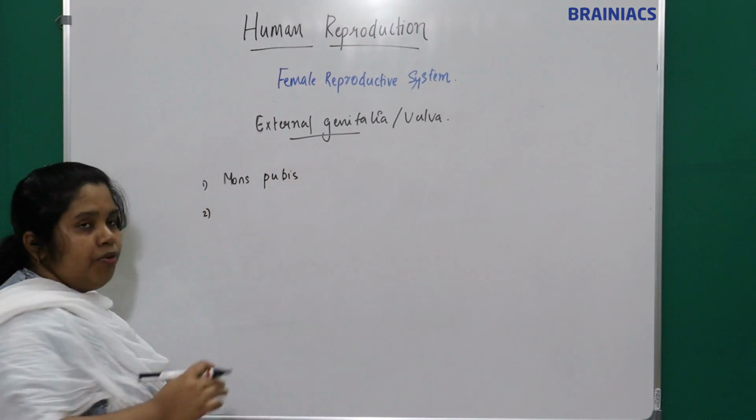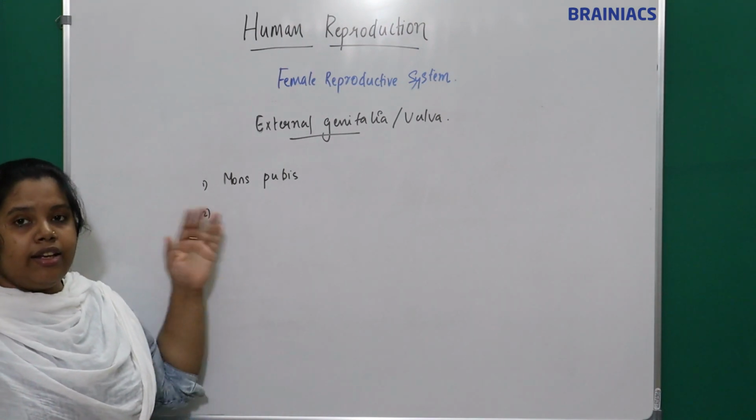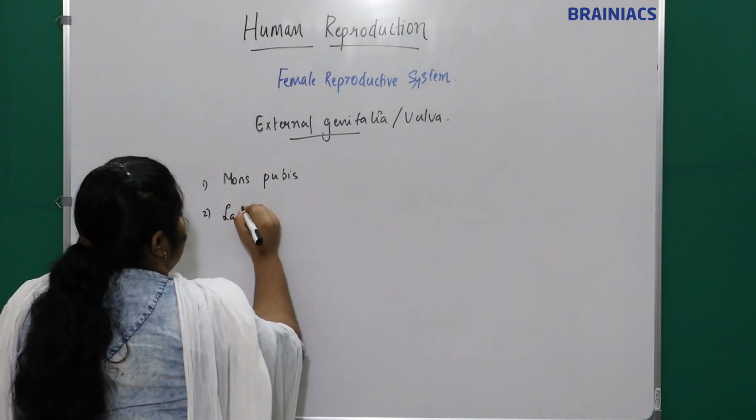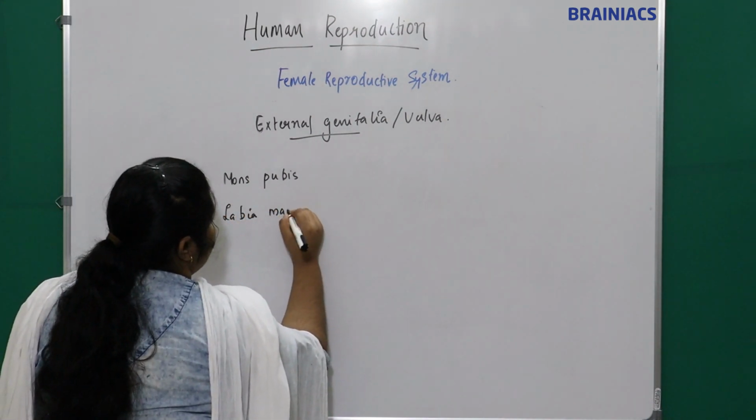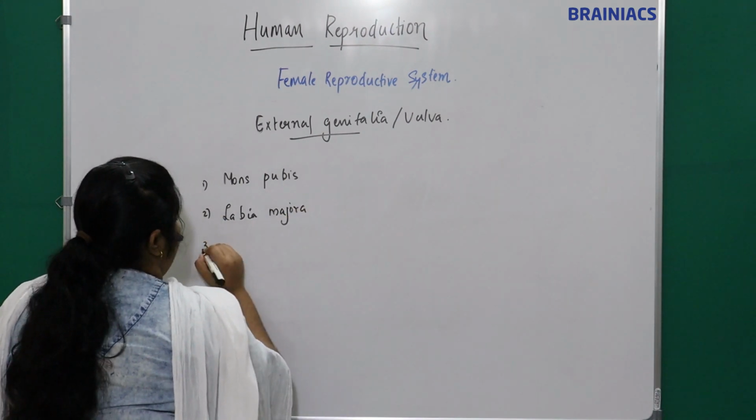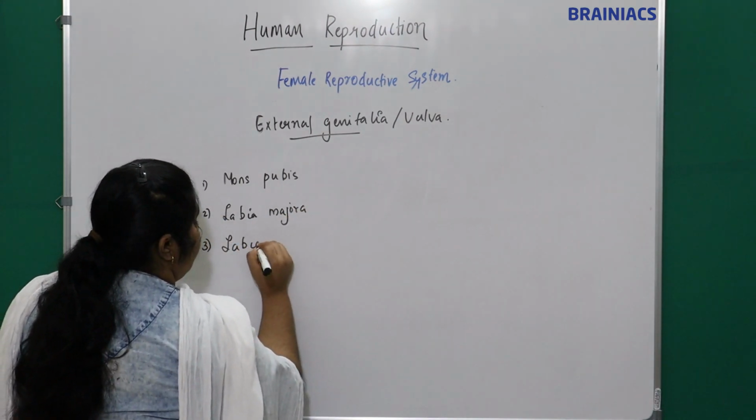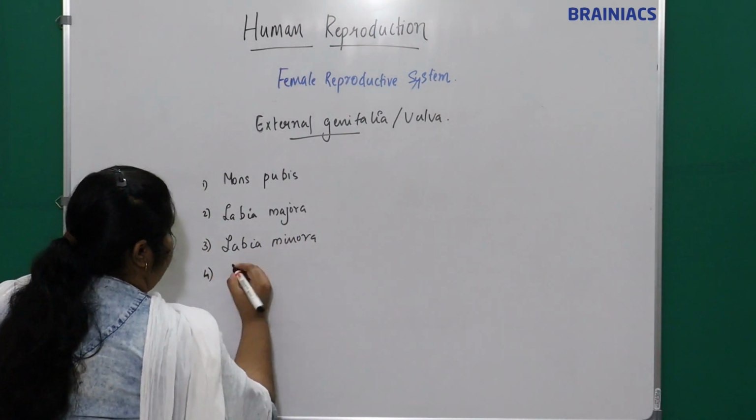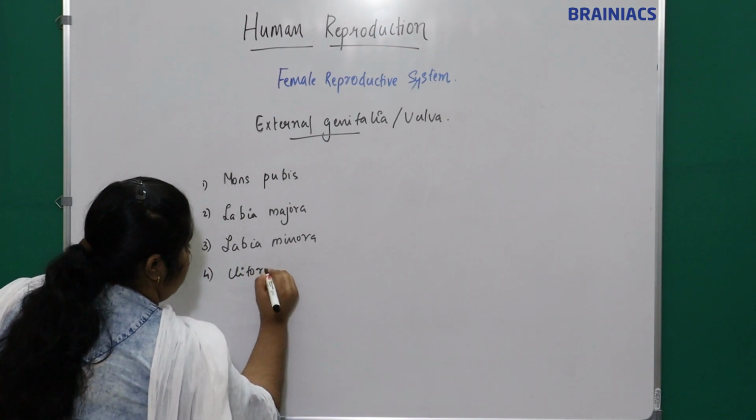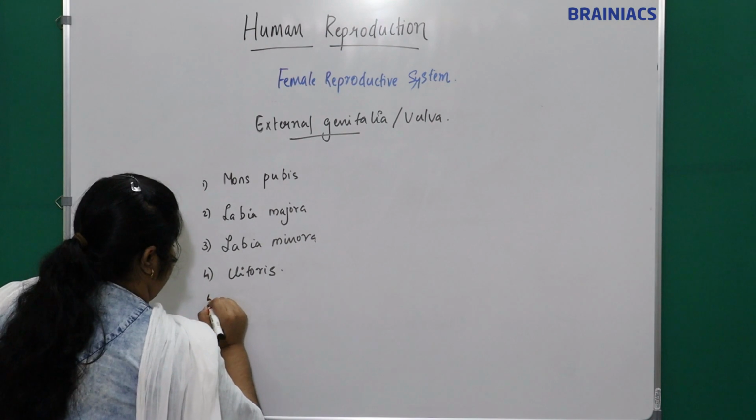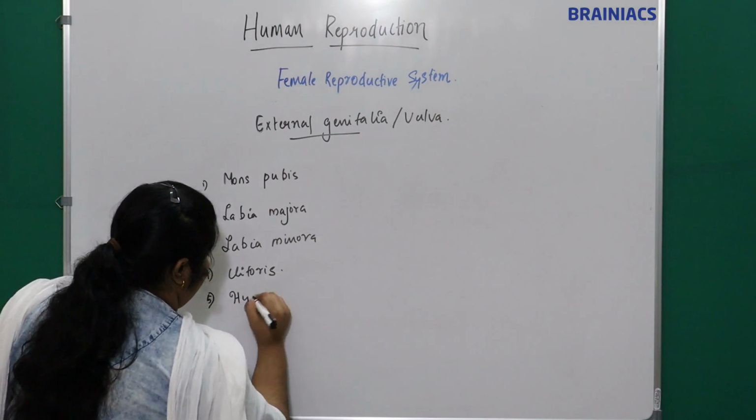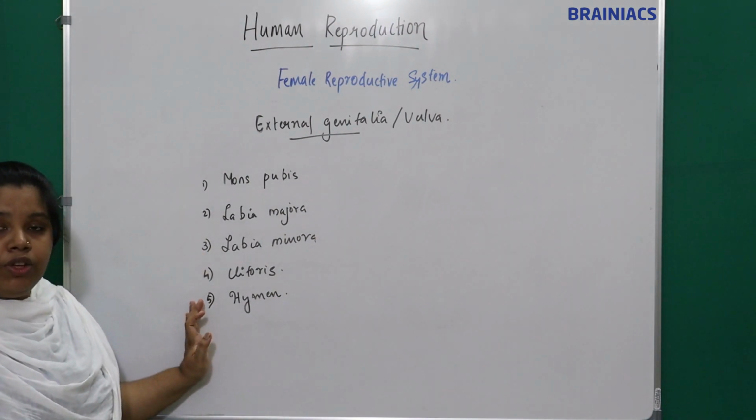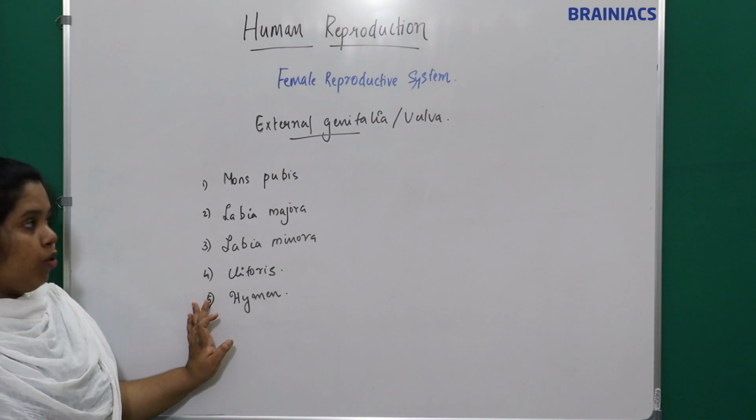First I am going to list the different parts in the external genitalia, then we will explain. What are the parts? It's the mons pubis, labia majora, then we have labia minora, then we have the clitoris, then we have the hymen. These are the parts of the external genitalia. We'll see them one by one.